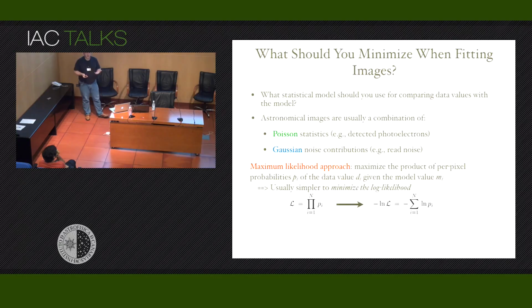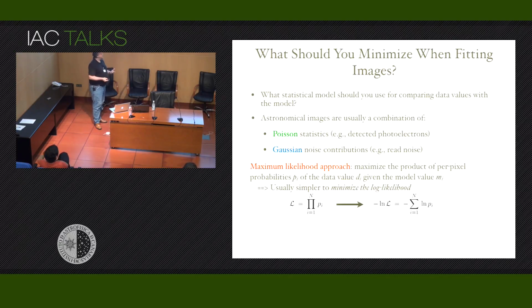Now, one way to think about how you do the fitting is a maximum likelihood approach. The idea is that you want to maximize the total likelihood of a model. You do that by maximizing the product of the individual pixel probabilities, and that's the probability of the observed data given the current model value. So you multiply them all together.